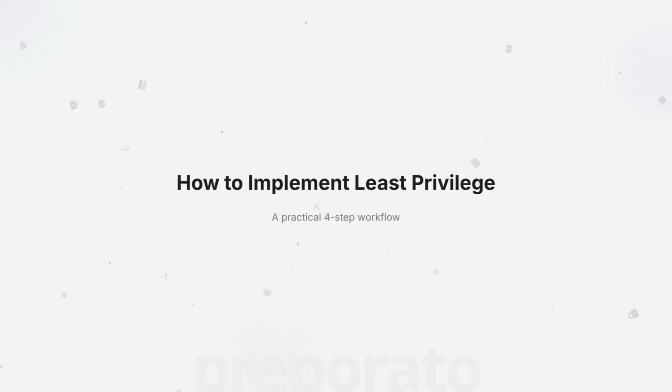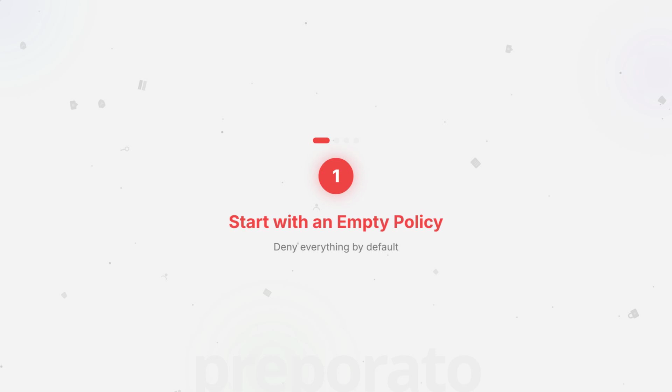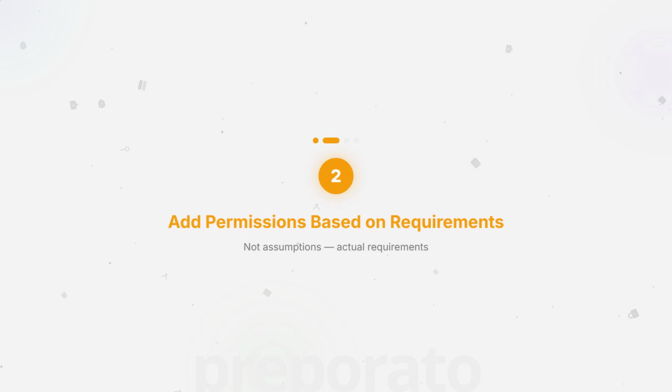Here's how to implement least privilege in practice. Step 1. Start with an empty policy. Deny everything by default. Step 2. Add permissions based on actual requirements, not assumptions. Step 3. Use IAM Access Analyzer to identify unused permissions. Step 4. Regularly review and remove access that's no longer needed.